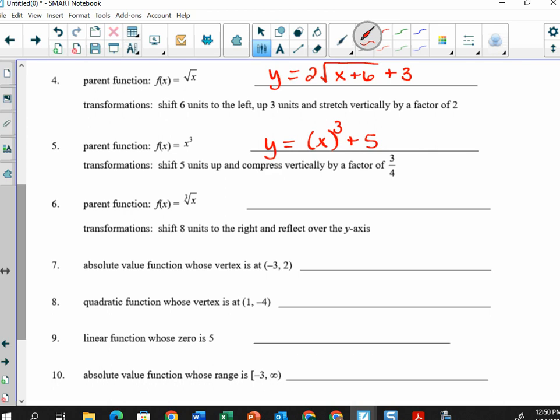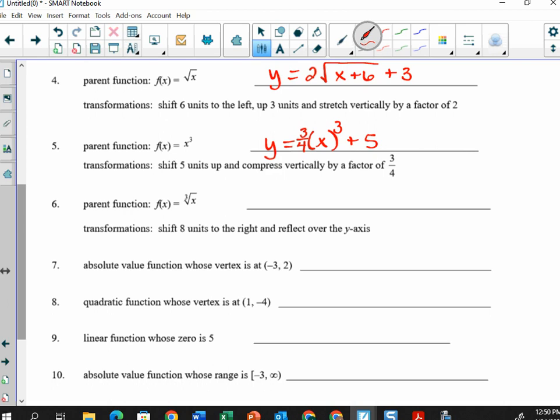Okay, compress vertically by a factor of 3/4. What does that mean? We don't need a negative because that would flip it. If you just put a 3/4 in front, that is a compression. So it just means multiply the y values by 3/4. Just put a bracket on the whole equation? Nope, it's just on that first part. Just like the one before, where we stretched vertically by 2. See how it was just in front of the square root? Yep. Same thing.